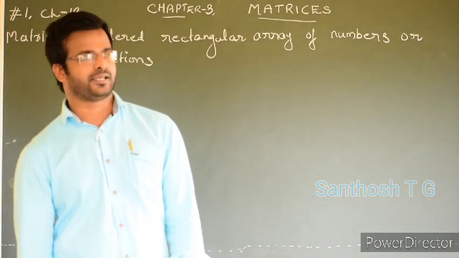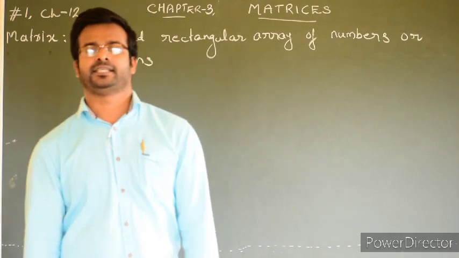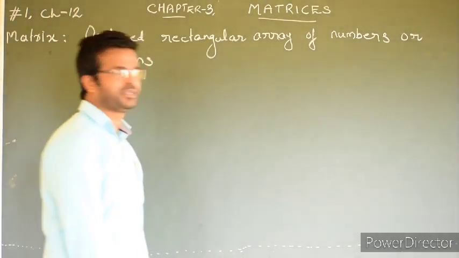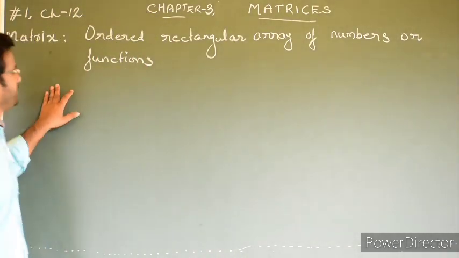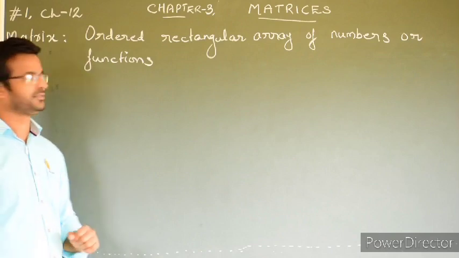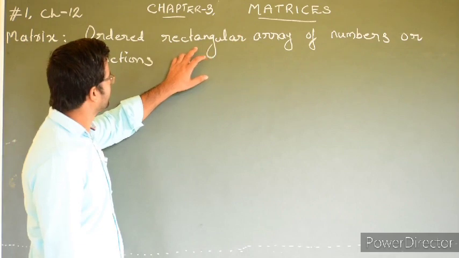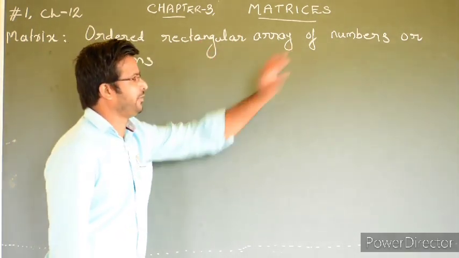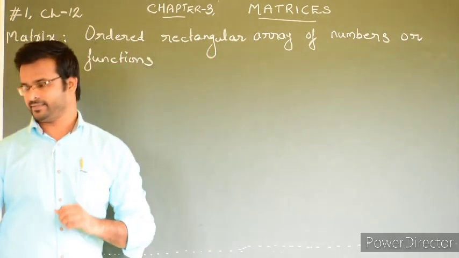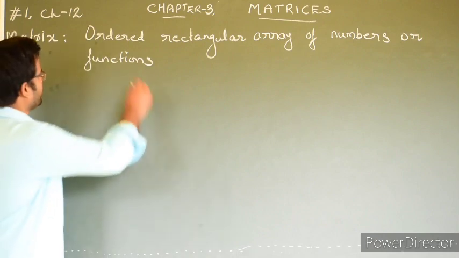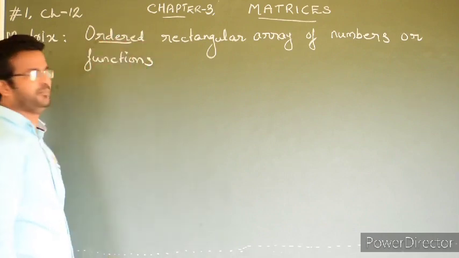Today I am going to take class 12 mathematics, chapter 3, matrix. First we can see the definition of matrix. What is matrix? An ordered rectangular array of numbers or functions. Here we can see one term, ordered.